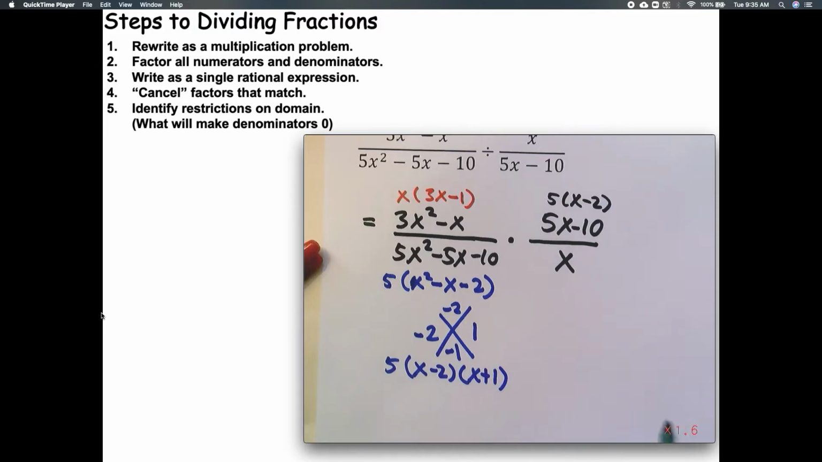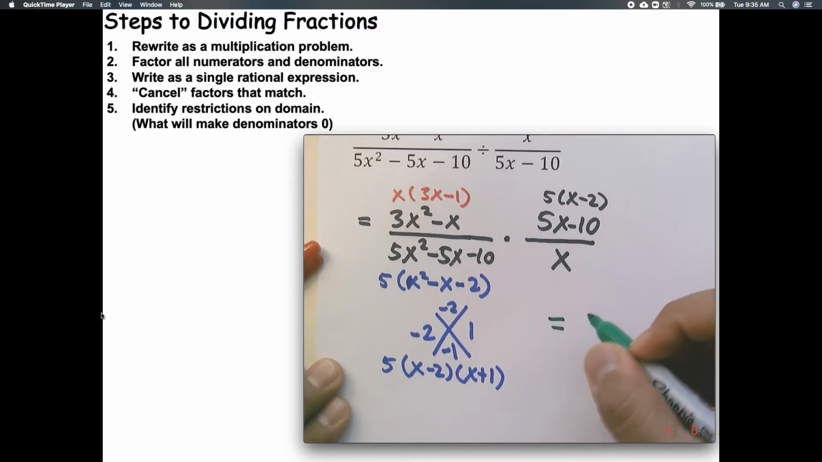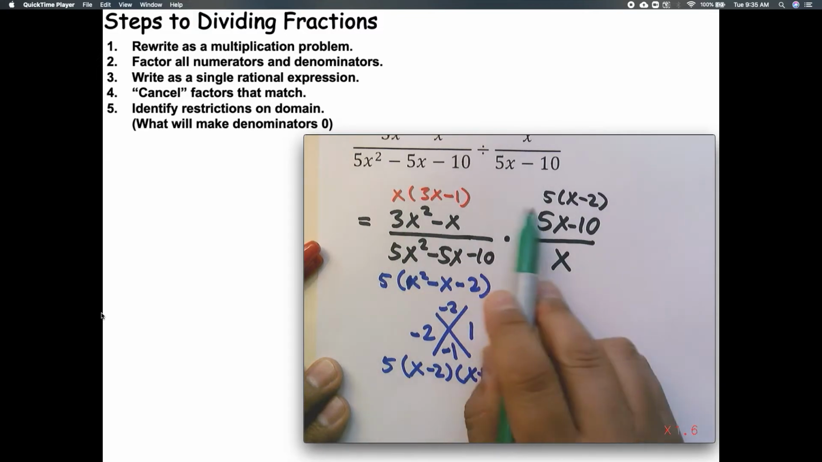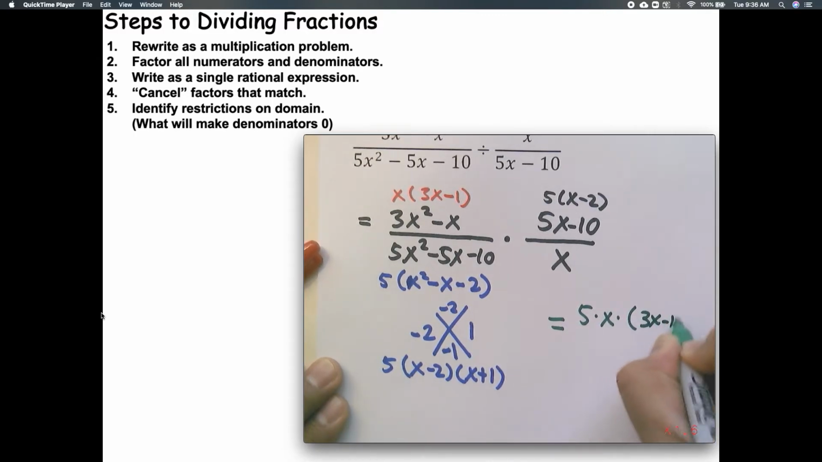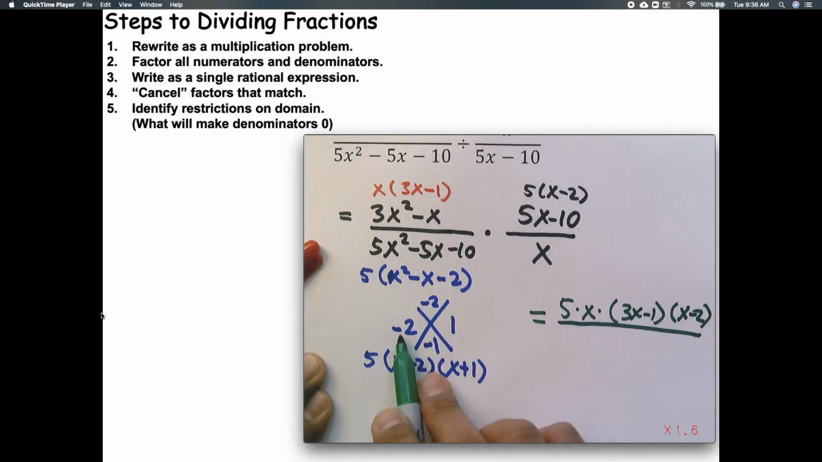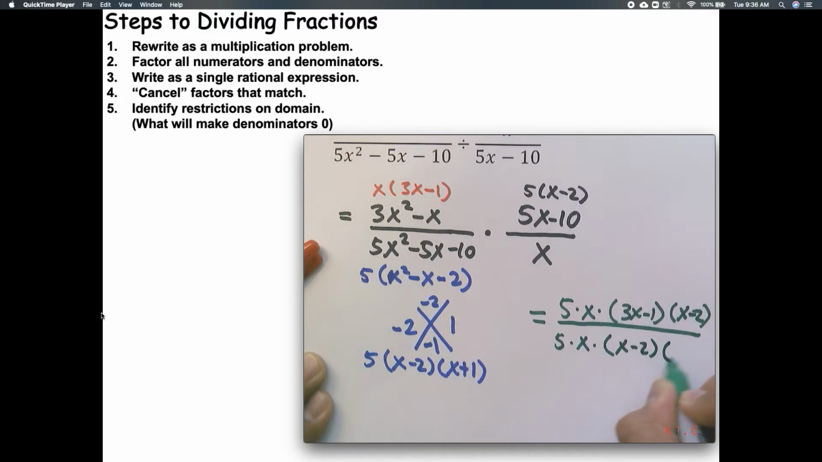All right, so I'm on the third step. We're going to rewrite this as a single rational expression. On the top, I'm going to pull both of my monomials, the 5 and the x, out front. So 5 times x times 3x minus 1 times x minus 2. Over, now on the bottom, I had this x and this 5, so I have another 5 times an x times x minus 2 and x plus 1.